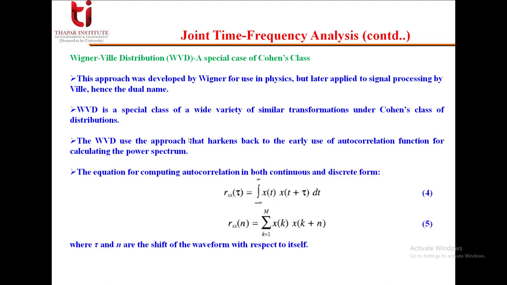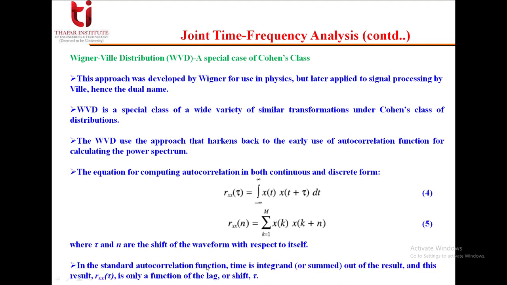The equation we know for computing autocorrelation, in both the continuous and discrete form: in continuous form it is the integration within the limits minus infinity to plus infinity of x(t) x(t plus tau) dt, equation number 4. And then in the time domain, in the discrete case, it is the summation k equal to 1 to capital M of x(k) x(k plus n). So here t, tau and n are the shift of the waveform with respect to itself.